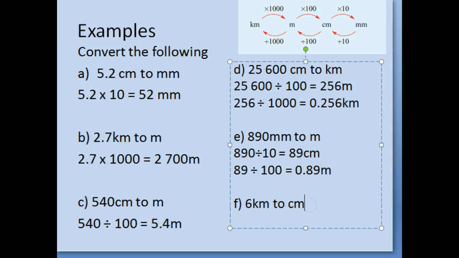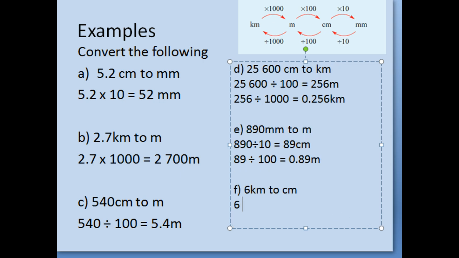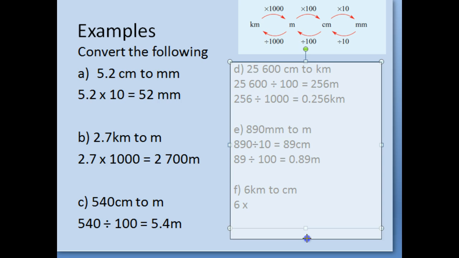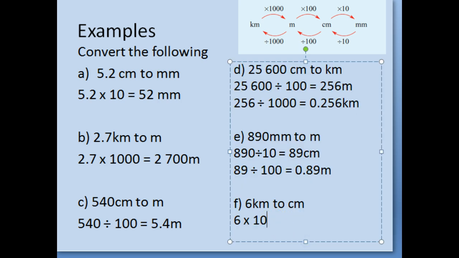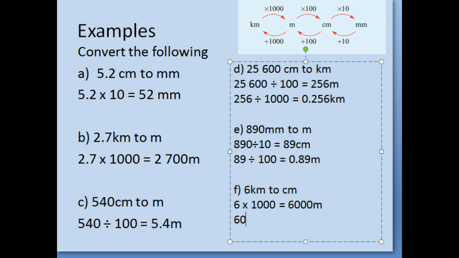Last one here, we're going from kilometres to centimetres, so we have to times this time because we're going from large to small. So we need to do 6 times 1000 to convert it from kilometres to metres, so that gives us 6,000 metres. And now we need to do it to centimetres, so we need to do 6,000 times 100, which gives us 600,000 centimetres. And that makes a fair bit of sense.